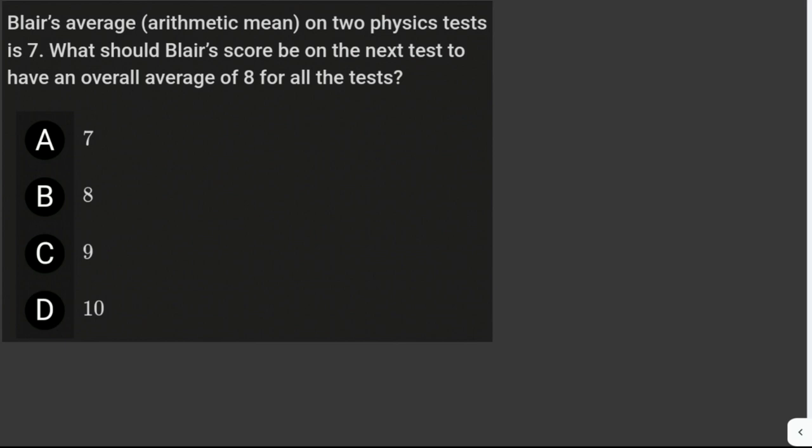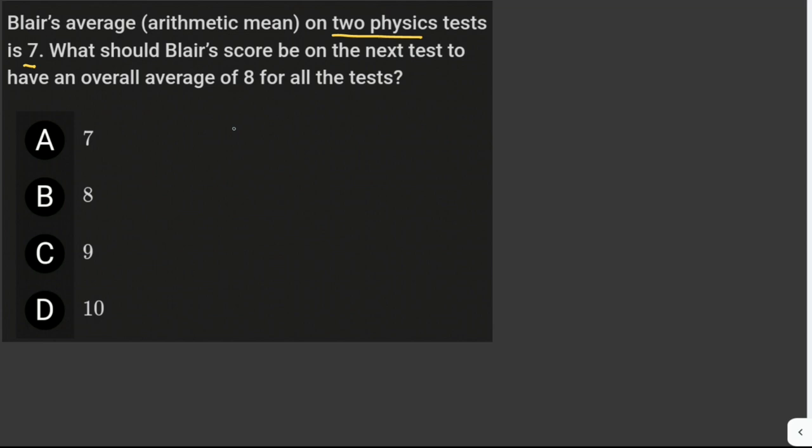Blair's average or arithmetic mean on 2 physics tests is 7. What should Blair's score be on the next test to have an overall average of 8 for all the tests? The average or arithmetic mean is just the sum of the terms divided by the number of terms. So in this case, we have two terms, because it says here 2 physics tests, and then the average is just equal to 7.